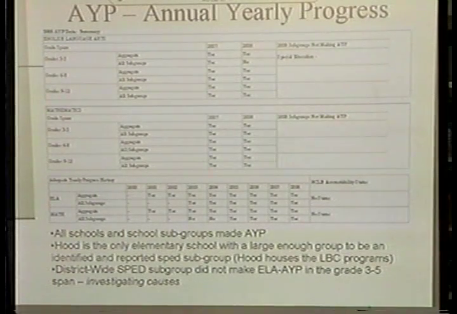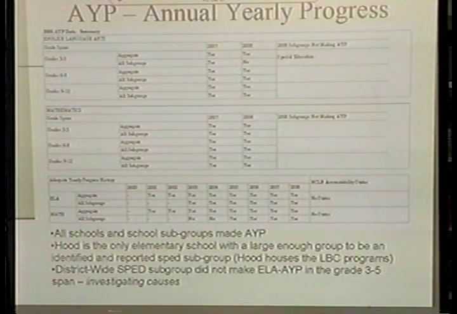Annual AYP, or the annual yearly progress report, just tells us that we are consistently moving forward and meeting our target scores. It's a proficiency index. We have to gain X amount of points per year to show that we're continually moving the kids forward. We're doing well. All schools in all subgroups made AYP.